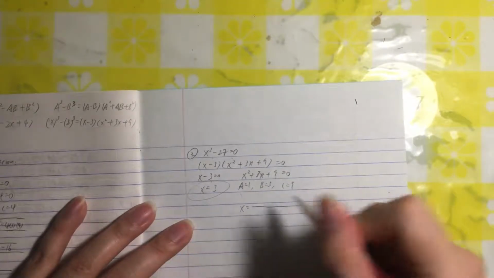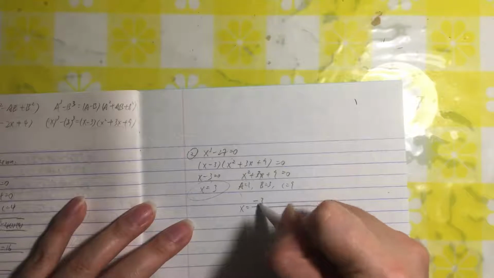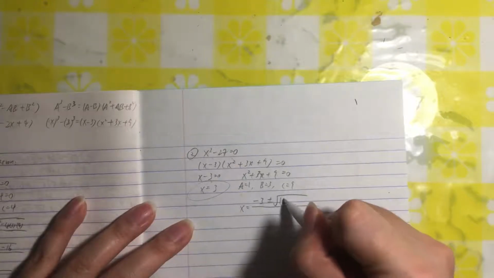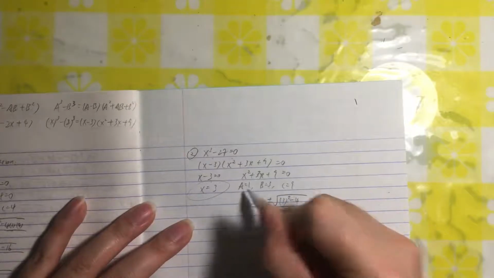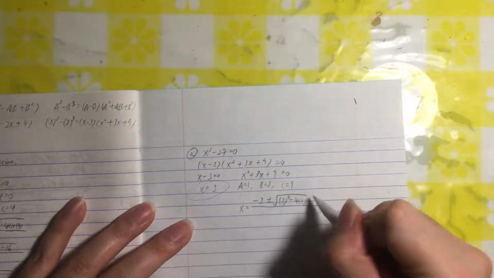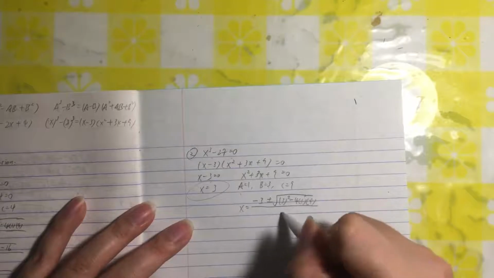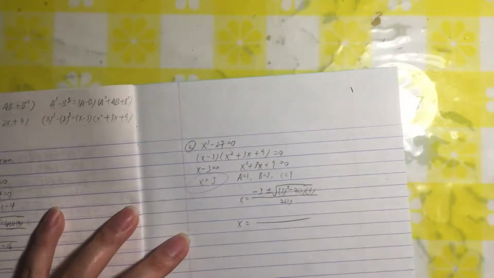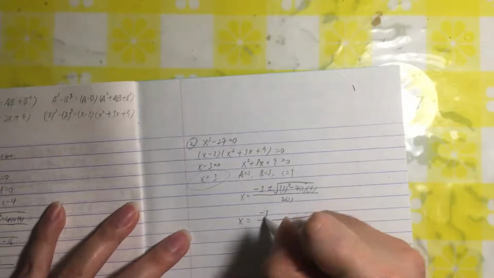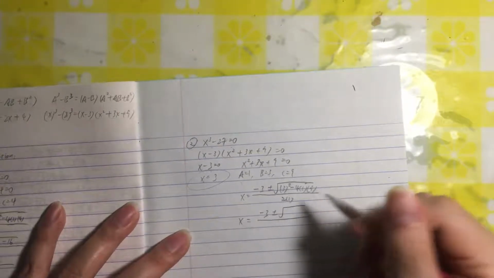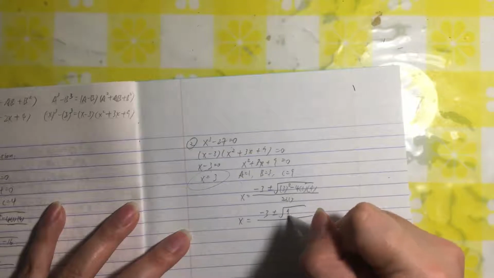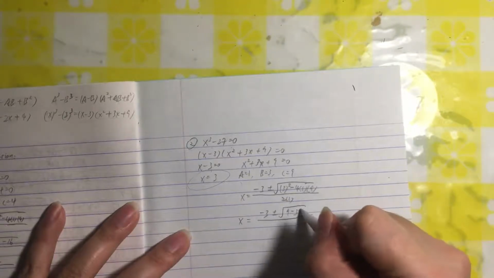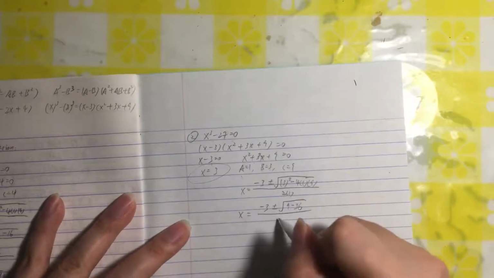Quadratic formula says negative b, which is negative 3 here, plus or minus square root of b squared minus 4 times a times c, all over 2a. Here a is 1. Then simplify. We get negative 3 plus or minus square root of 3 squared is 9, minus 4 times 1 times 9, that's 36. On the bottom, 2 times 1 is 2.